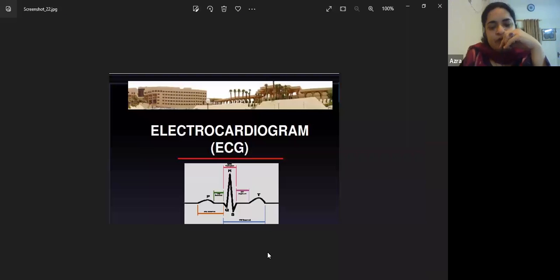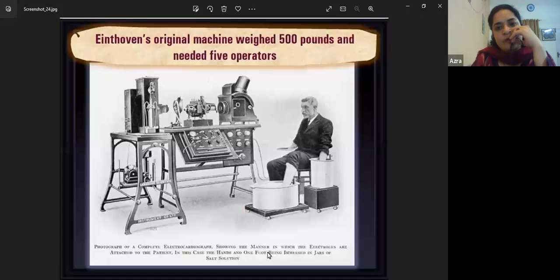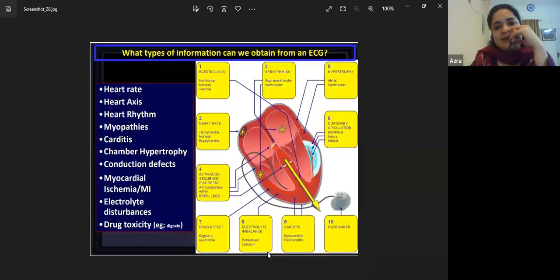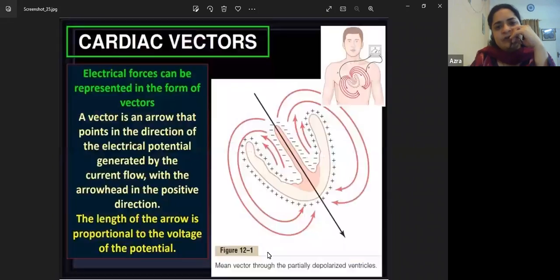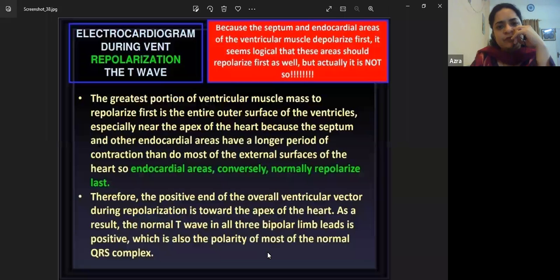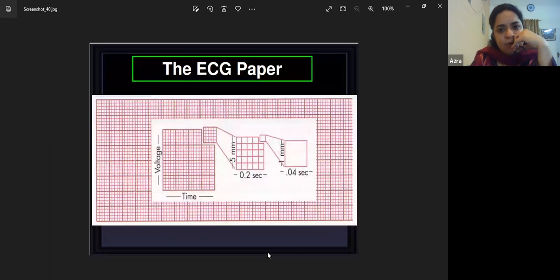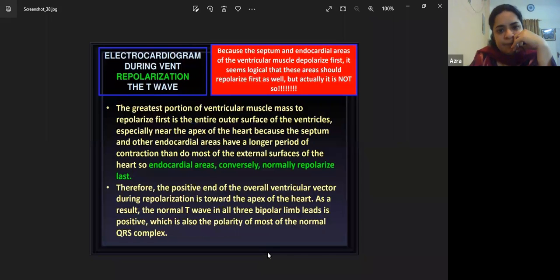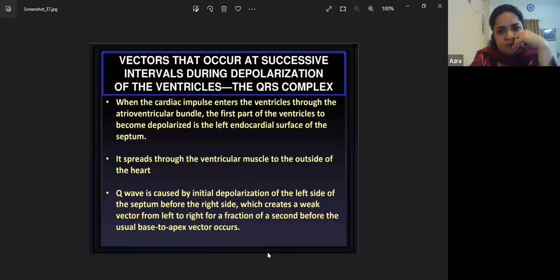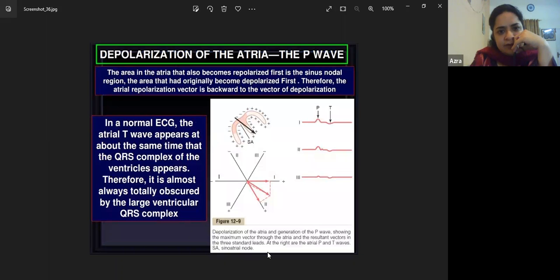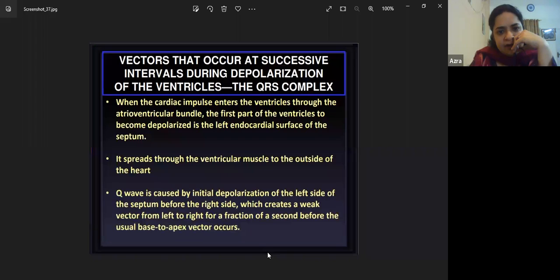So we were studying ECG, electrocardiogram. Yesterday we completed almost half of the ECG. Now today, from this depolarization, I think from here, we will start.